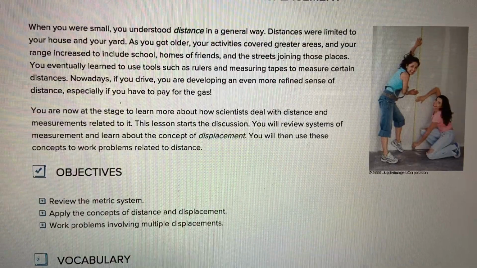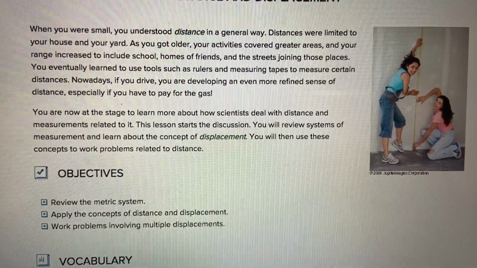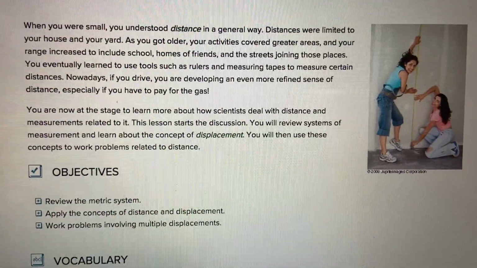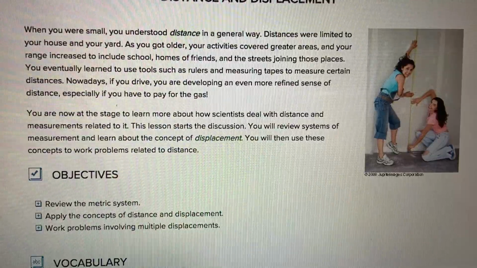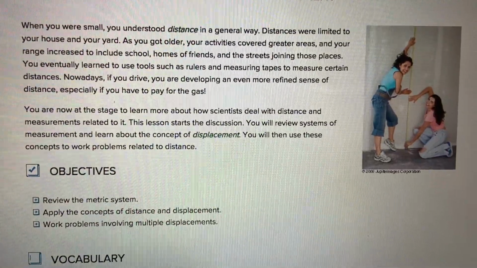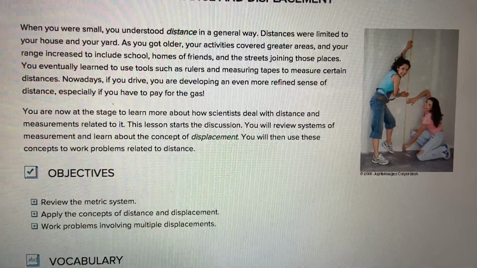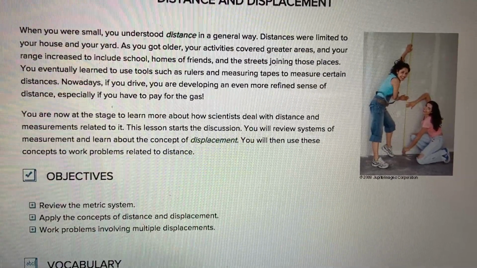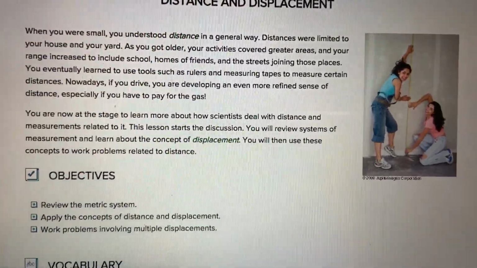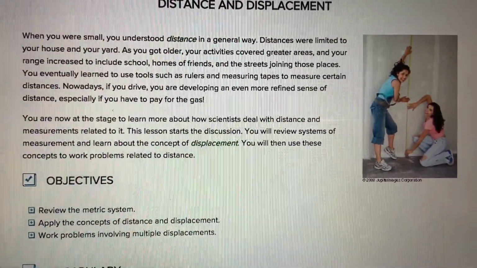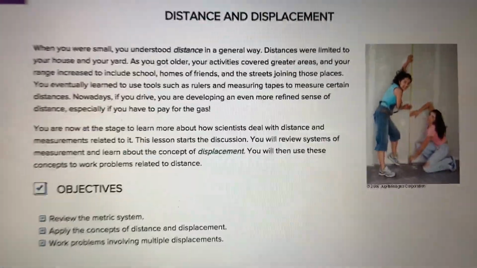Nowadays, if you drive, you are developing an even more refined sense of distance, especially if you have to pay for the gas. You are now at the stage to learn more about how scientists deal with distance and measurements related to it. This lesson starts the discussion. You will review systems of measurement and learn the concept of displacement. You will then use these concepts to work problems related to distance.